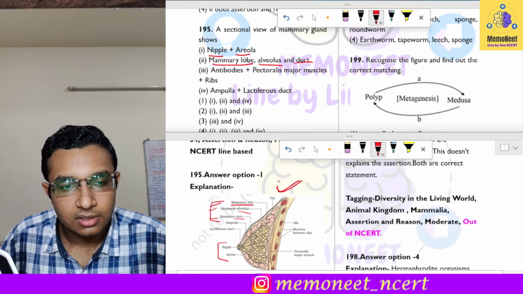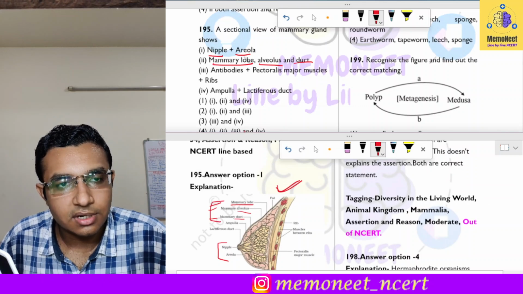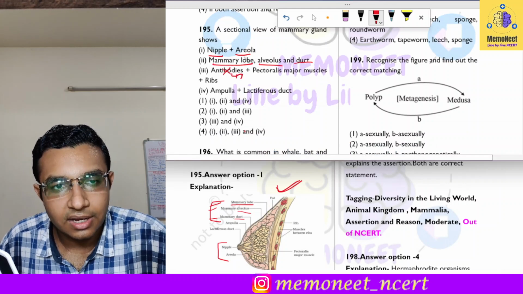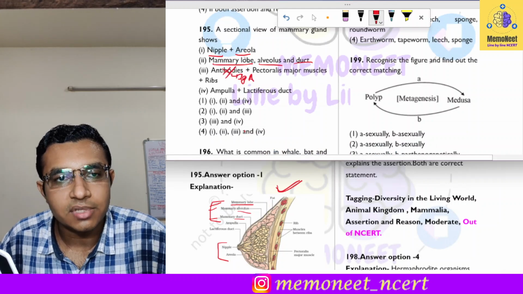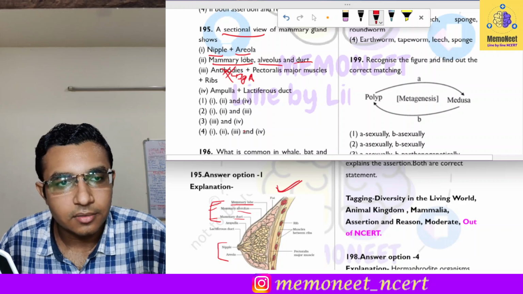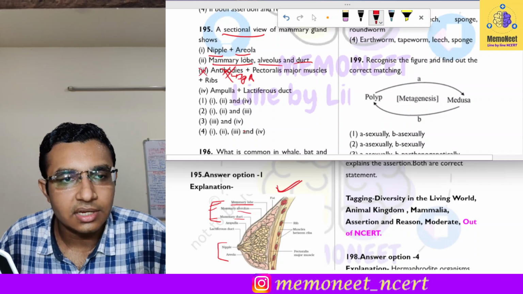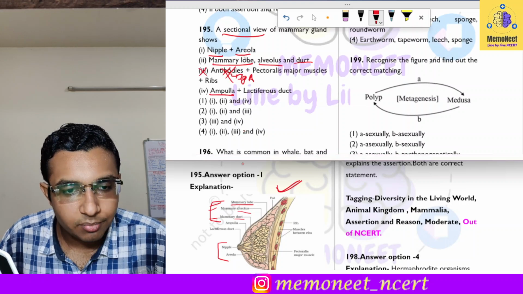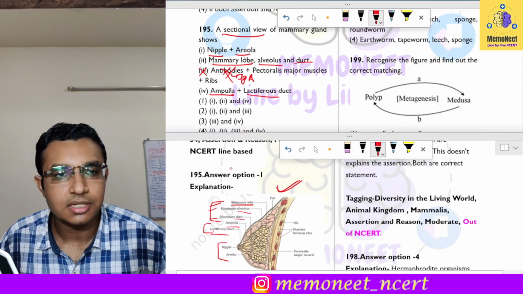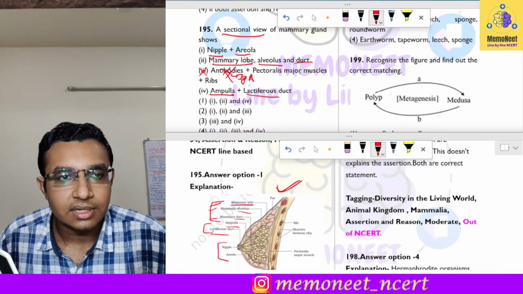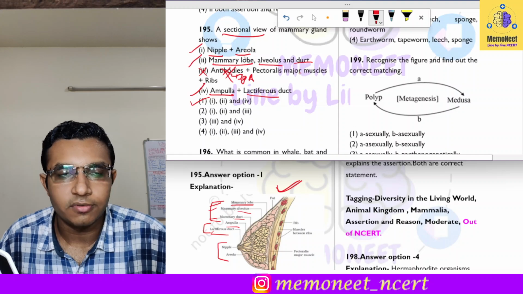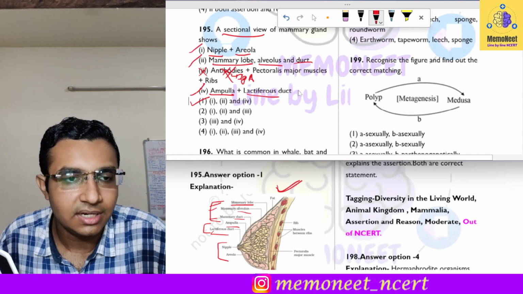Okay, then the structure which we are not able to see is the antibodies. The antibodies which are found in the milk are IgA type, but we are not able to see them in the sectional view. So this will be incorrect. Then we are able to see the ampulla, yes, and we are also able to see the lactiferous duct in the sectional view. So here the correct answer of this question will be option 1, that is 1, 2 and 4 we are able to see in the sectional view of a mammary gland.